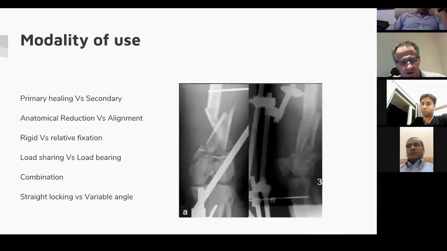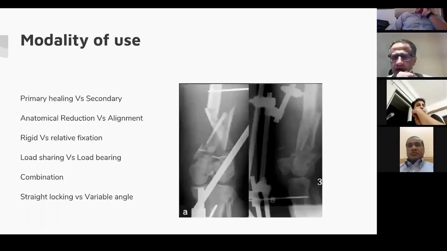So I want to talk about a couple of things in terms of your intention to healing and primary healing, about your modality of use. There is a tendency in trauma as well to put up an x-ray of a really difficult looking fracture fragment, and they'll say, how are you going to fix this?